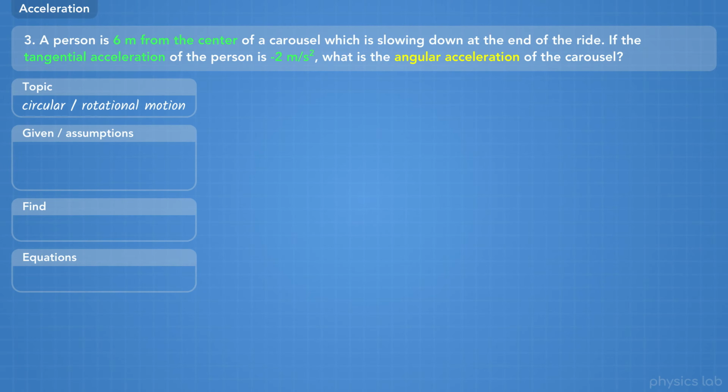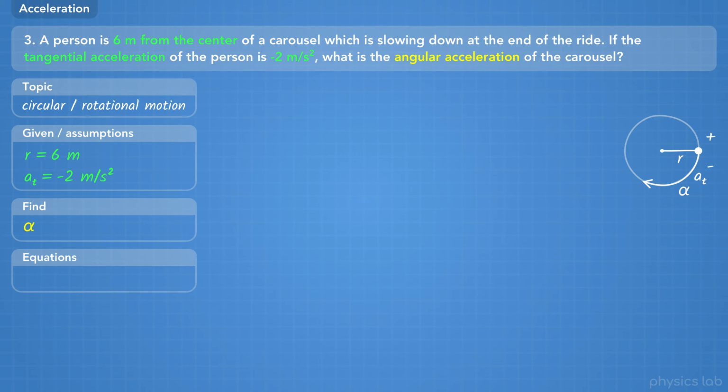While the carousel is rotating, the person riding on it is traveling in a circle, and the radius of the circle would be 6 meters. Their tangential acceleration is negative 2 meters per second squared, so the direction of the acceleration would be clockwise. The problem is asking us to find the angular acceleration of the carousel, alpha. What equation can we use here?